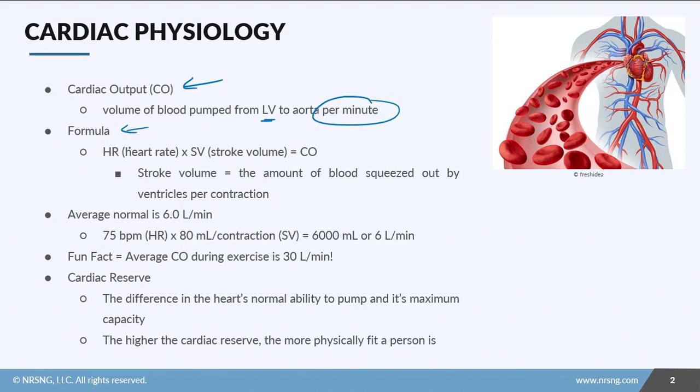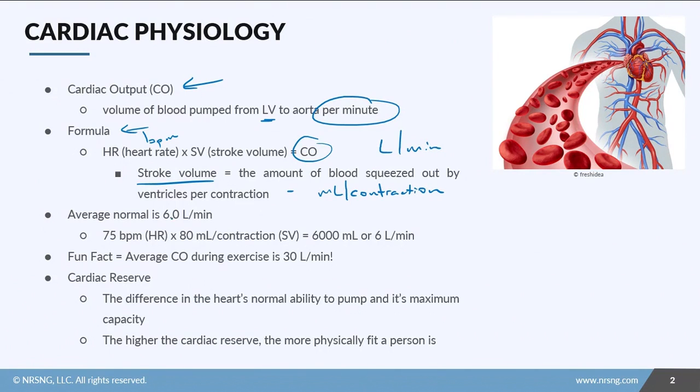First off, we look at a couple of factors. First off is heart rate. So this is going to be heart rate done in beats per minute. And we're going to multiply that times the stroke volume. And what stroke volume is, it's the amount of blood squeezed out by the ventricles in each contraction. And this is done in mils per contraction. So basically it's heart rate times stroke volume, and that's going to give you your cardiac output. And the way we look at this is in liters per minute.